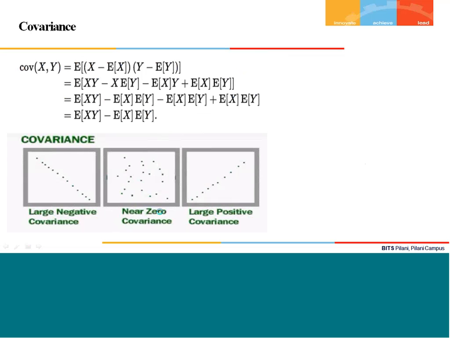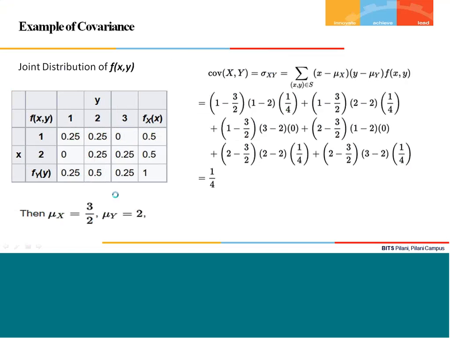What is covariance? Covariance means how two variables are correlated. For example, this is the x-axis, this is the y-axis. If x is increasing and y is decreasing, then this is negative correlation. If x is increasing and y is also increasing, then this is positively correlated. And if there is no pattern, for example, a change in x doesn't make a change in y, then the covariance is zero. So this is an example of covariance.